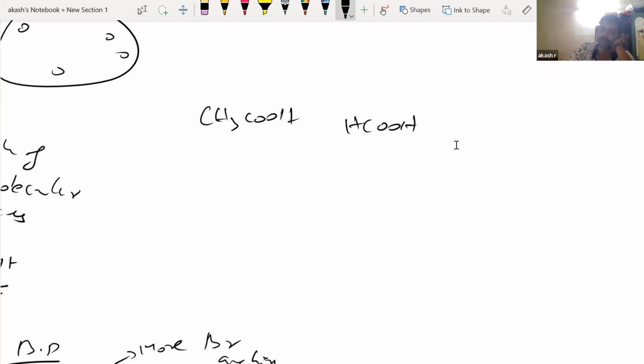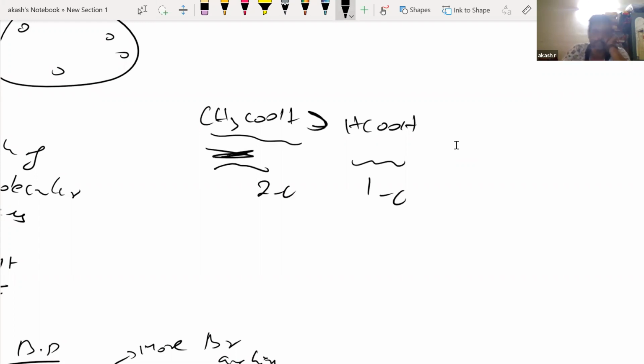Now this has more carbon atoms. This has only one carbon atom, and this has two carbon atoms. So definitely this will have more molecular mass, so this is going to have the higher boiling point because of its higher molecular mass. The other has less molecular mass. I don't know what is happening to you.